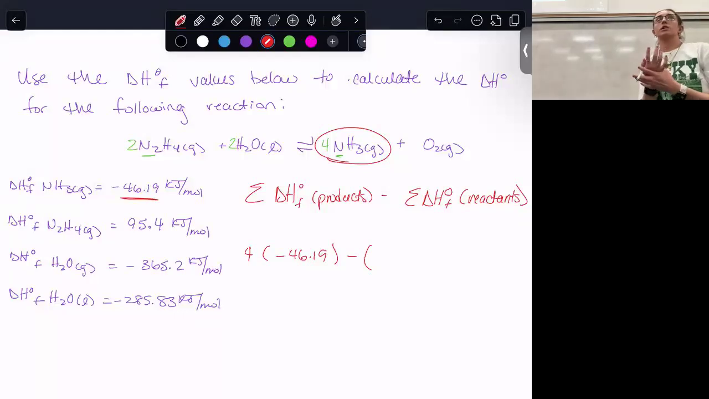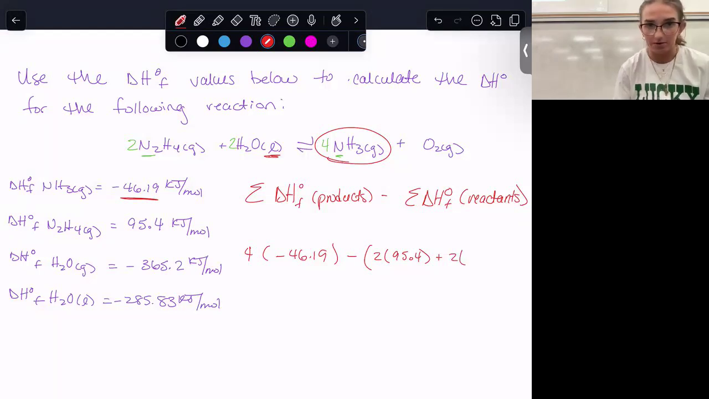So what are you doing for N2H4 as a reactant? Then we'll take 2 times 95.4. And then which value for the H2O are we using? Does it matter? It does matter, right? The state of your element or the state of your compound is going to change its enthalpy of formation. So do we want to use the liquid or the gas one? We want to use the liquid, right? The liquid is given to us in our problem. So then we'll do 2 times negative 285.83. So what do we get for our delta H of formation?